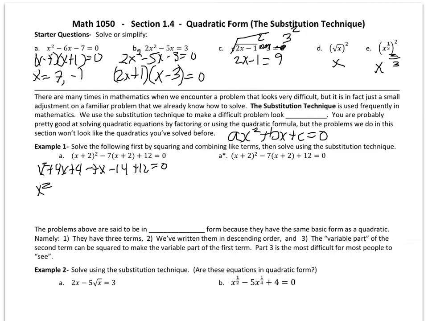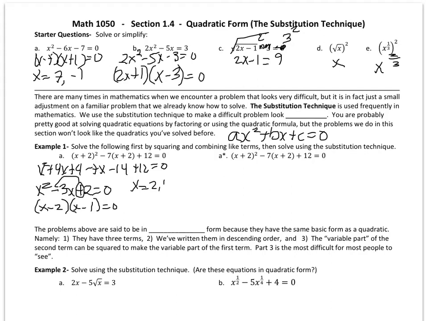Then 4x minus 7x is minus 3x. And then 4 plus 12 is 16. 16 minus 14 is 2. Okay, now, can we factor that? Yep. X and x. If this is positive, that means my signs are the same, and they're both negative. And I got 2 and 1. And that actually works. So we get x is 2 and x is 1.